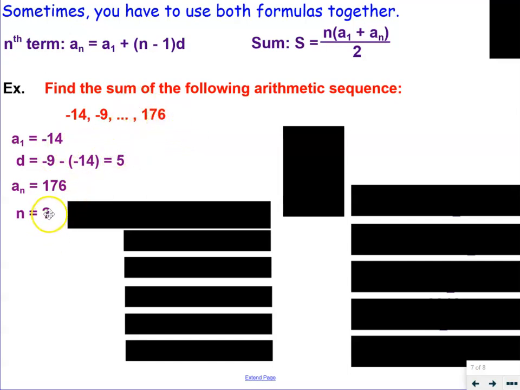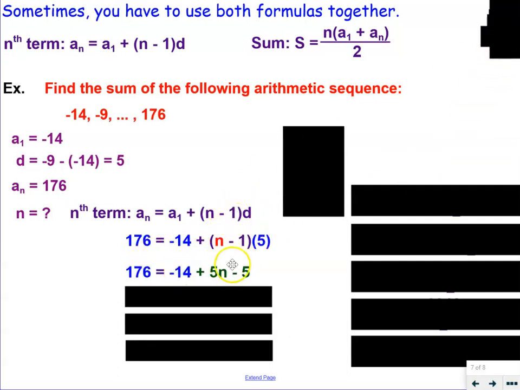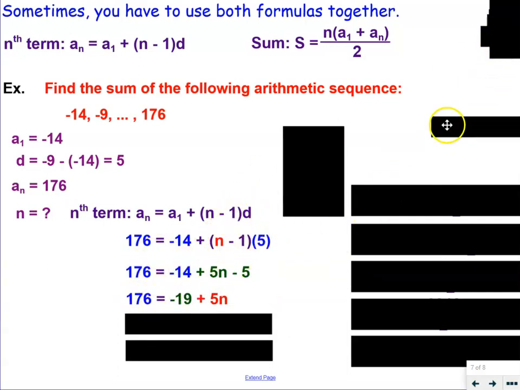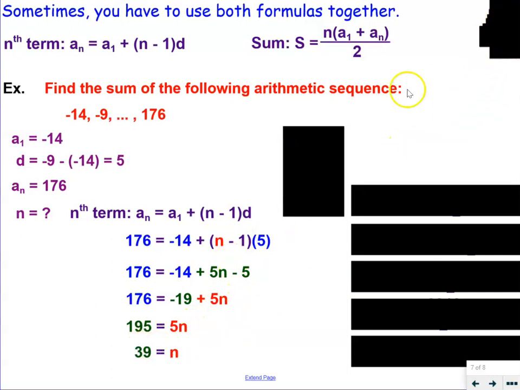I don't know how many terms there are, so I must use the nth term formula. I know 3 of the 4 things. So I'm going to plug in 176 for an, -14 for a1, and I leave alone, and d we know is 5. Distribute the 5 to get 5n minus 5. Combining terms to get -19 plus 5n. Move the 19 over by adding to get 195. Then move the 5 by dividing to get 39.